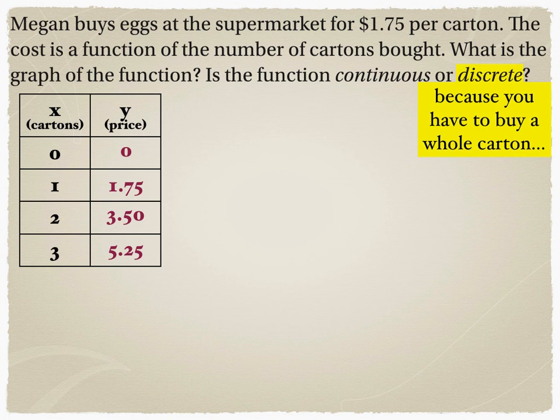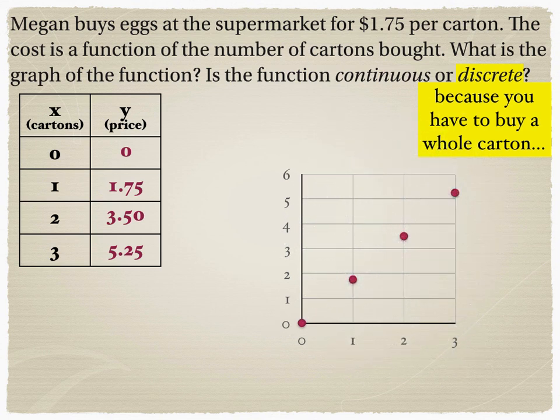So when you make this graph, this is going to be a discrete graph because you can't buy 3/4 of a carton of eggs or 1.1 cartons of eggs.